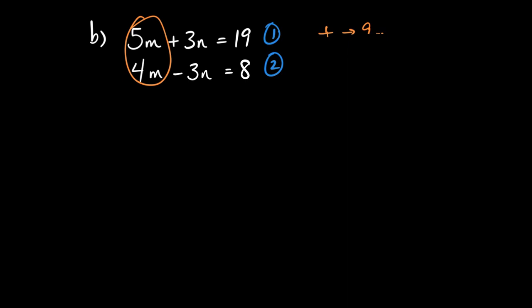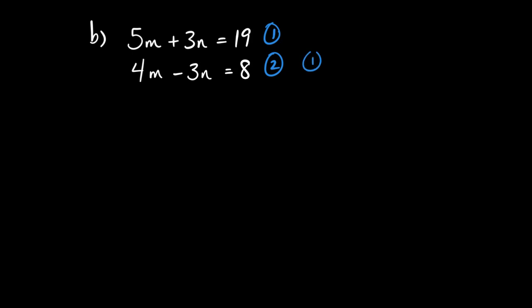So I do not want to try to deal with my m's right now. But if I took a look at my n terms, if I was to go through and add those two equations together, then I get 0. A 3n plus a negative 3n gives me 0. And that's what I'm looking for. I'm looking for terms that can cancel out. So I just found my way that I am going to eliminate my variable.